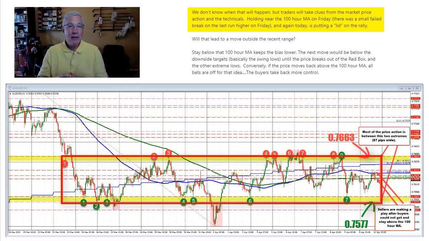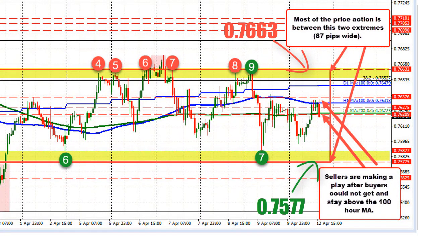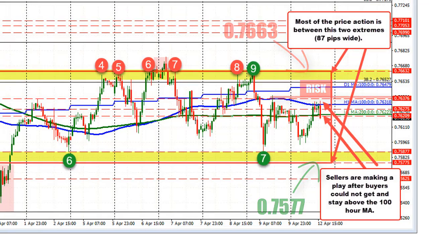But traders will take clues from the market price action and the technicals, the tools applied to the price action, like the moving average line. Holding near the 100-hour moving average line on Friday and again today is putting a lid on the rally. Putting it another way, this area is the risk/bias defining level.